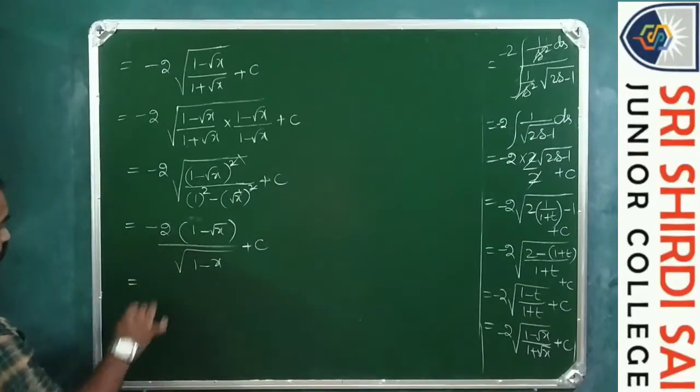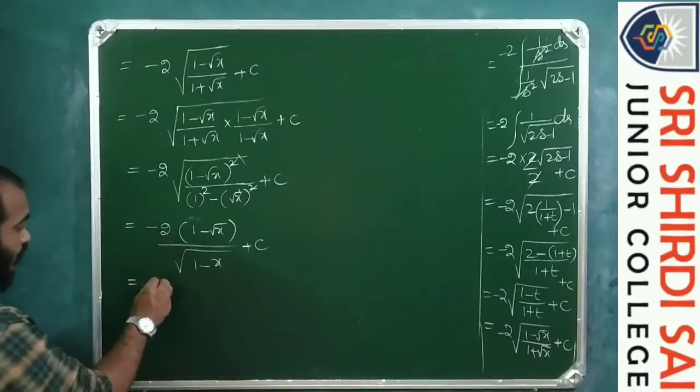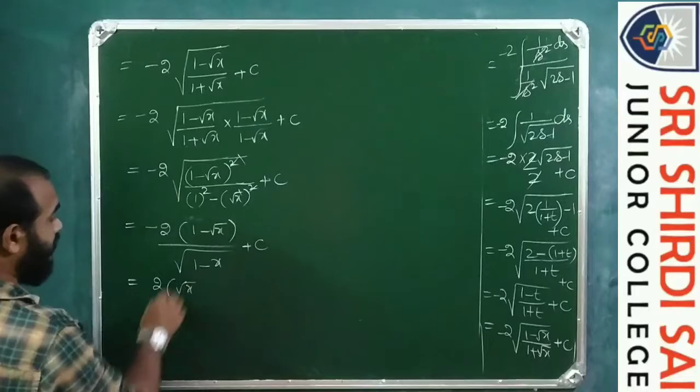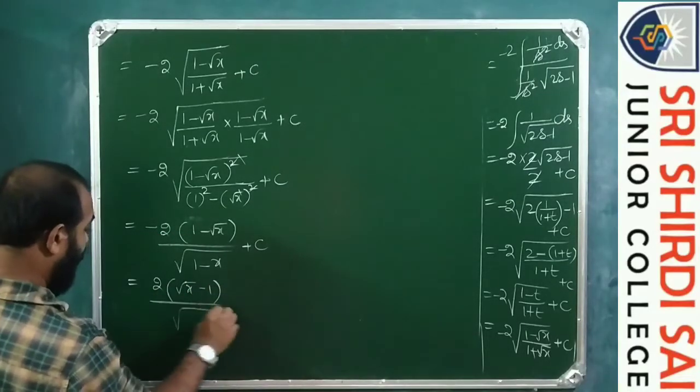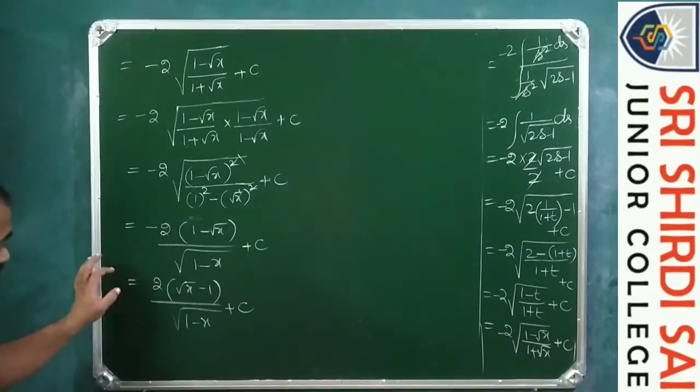So this is equals to, so let us multiply with minus inside. Then 2 into minus into minus is plus. So root x minus into plus minus 1 by square root of 1 minus x plus constant of integration c. So this is the final answer.